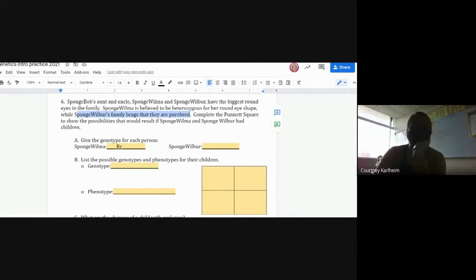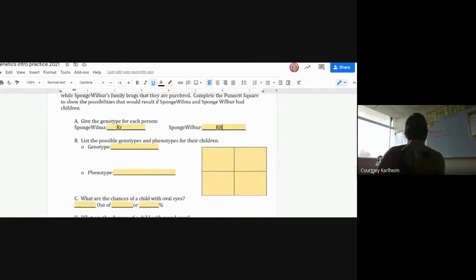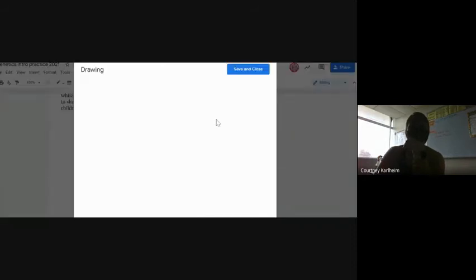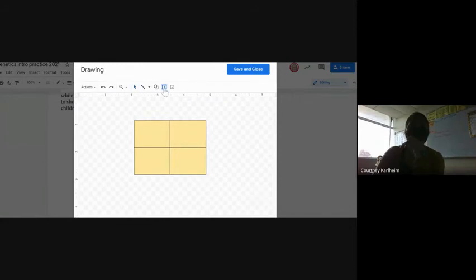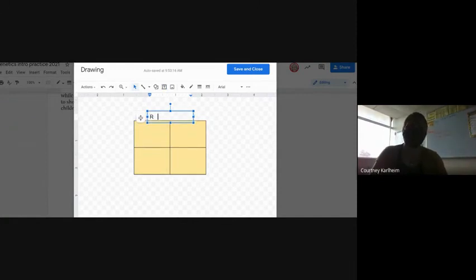But he also has round eyes because it says they all have the biggest round eyes. So what kind of letters would he get? Yeah, 2 uppercase R's because he's purebred, so 2 of the same. And we know that round is dominant. So now that we know the parents, we're just putting these alleles or these genotypes, remember, on the outside of the square. So double click. Like I said, it doesn't matter if the mom or the dad goes on the top or the bottom, the side, whatever, as long as they're separated and you have both.